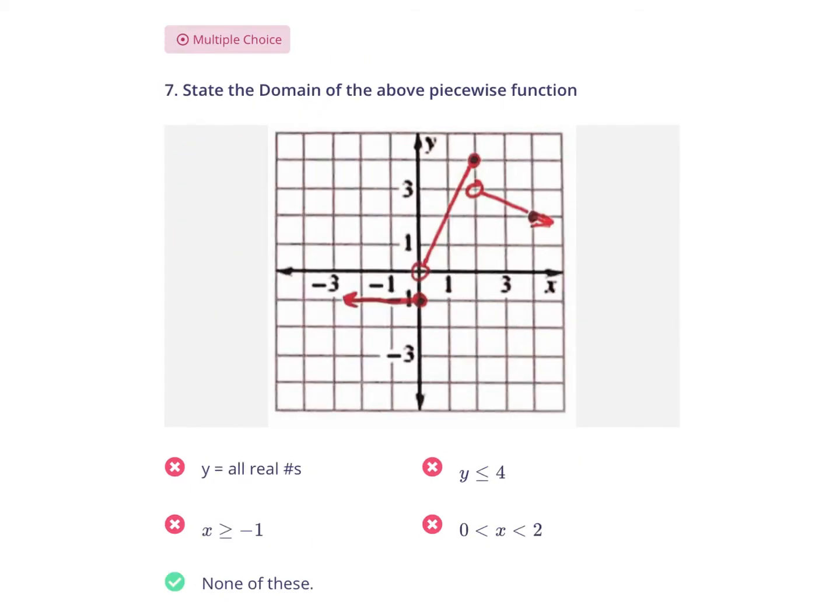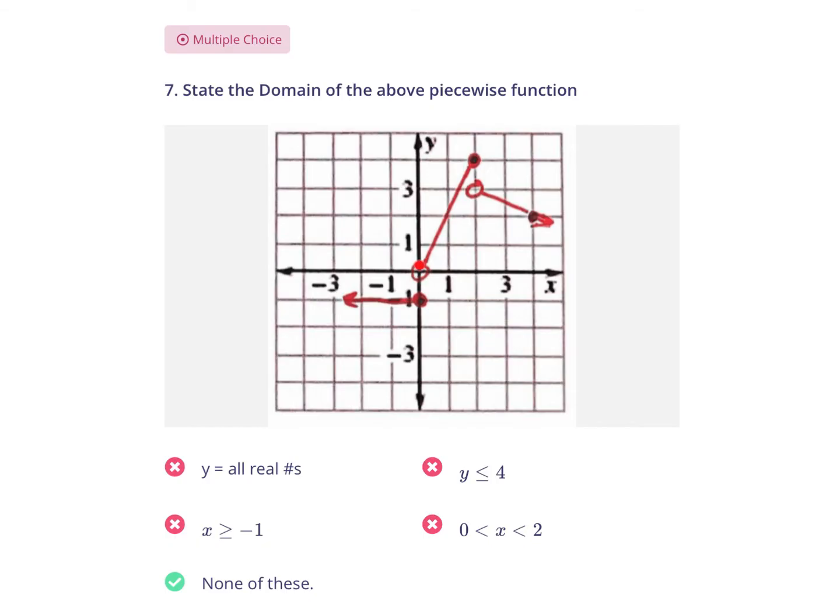Moving on. State the domain of the above piecewise function. Domain, left and right, pretty clear. That it's all real numbers, because this does go to the left forever, it does go to the right forever, and there are no gaps. Just for the future, what do I mean by gaps?